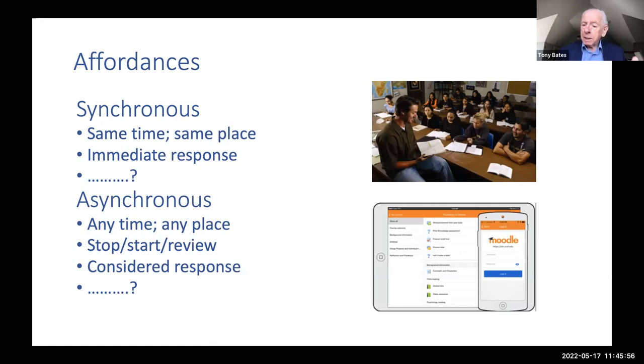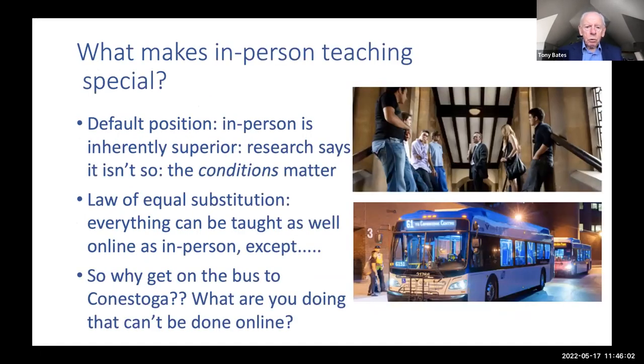I'm not saying that one is better than the other, they're different, but they allow for different things. So what makes in-person teaching special? Well, the default position in the past has always been that in-person is inherently superior to online learning. But we've had enough experience over the last 30 years and enough research to know that that isn't so. You can teach often just as well, if not better, online than you can face-to-face. What matters is the conditions. You can teach badly online, but you can also teach badly face-to-face. So a high-quality online course will be a lot better than a poor-quality face-to-face one.